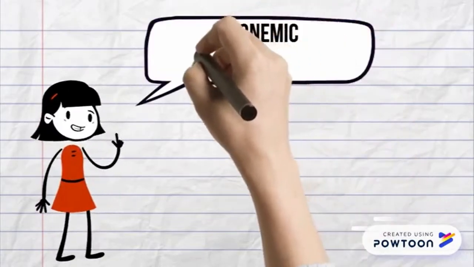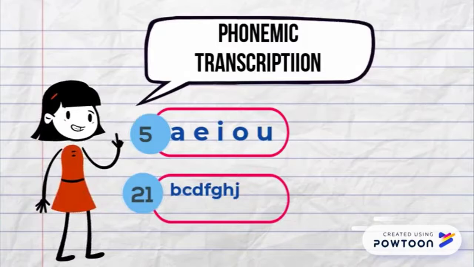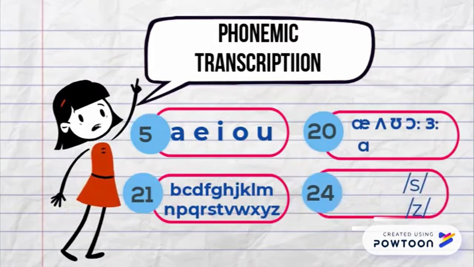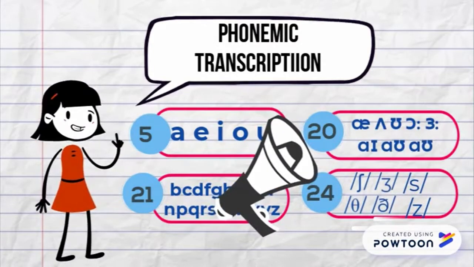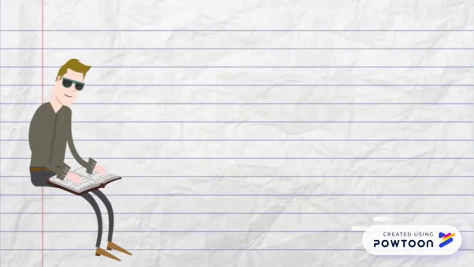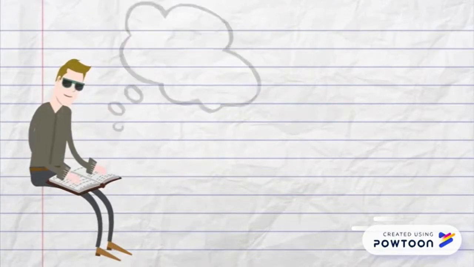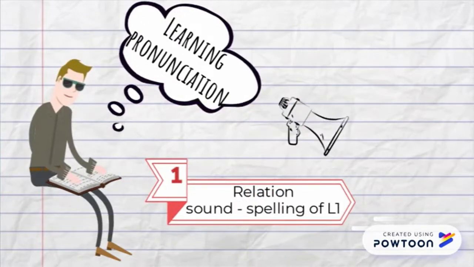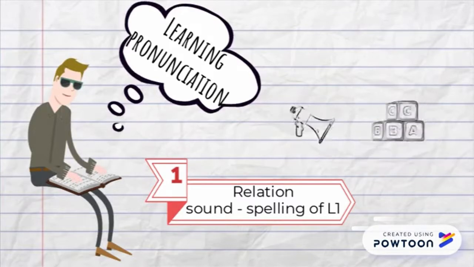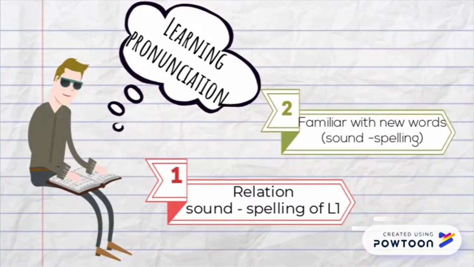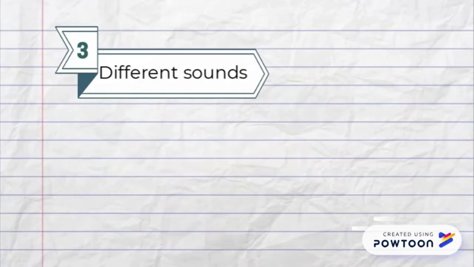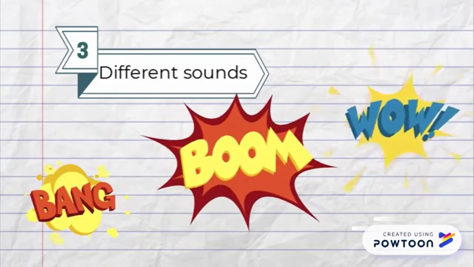Phonemic transcription. There are 5 vowels and 21 consonant letters when writing English, and there are 20 vowel sounds, 8 of them diphthongs, and 24 consonant sounds when speaking. Learners might present some difficulties when learning pronunciation. The first one is the one-to-one relation between sound and spelling in the first language. The second one is to become familiar with the sound-spelling relationship, even if it is a new concept. The third one is the sounds of the first language that don't occur in English.